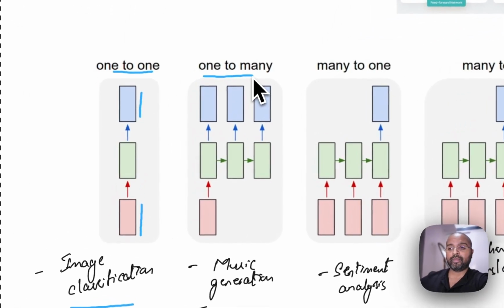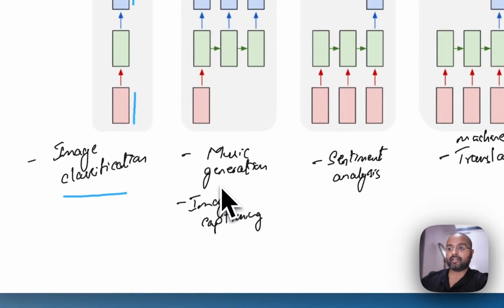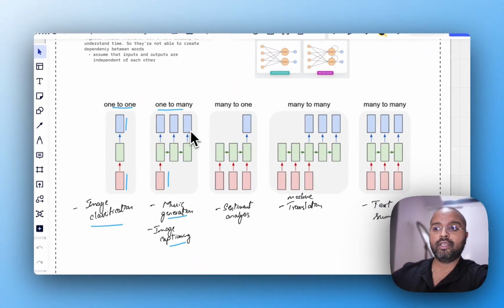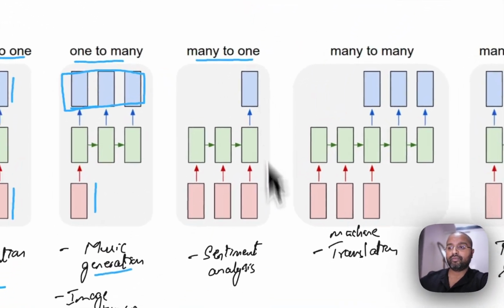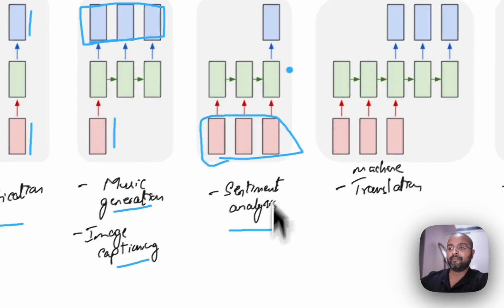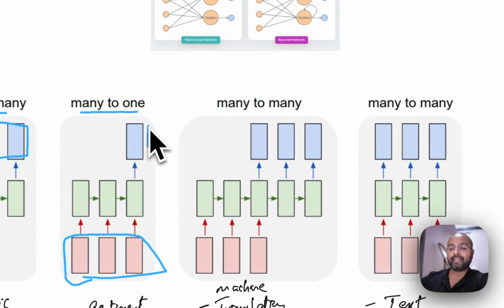Then there is one-to-many, where an application here might be music generation or image captioning, where you give it a piece of text or an image again, and then it results in a few outputs. If it's image captioning, you have a sentence describing what the image contains, or if it is music generation, you get some music. Next, we have many to one, where you give it many inputs. So this can be a paragraph of text or a review for sentiment analysis, and then you just get one output out of it saying if it's positive or negative or neutral sentiment.